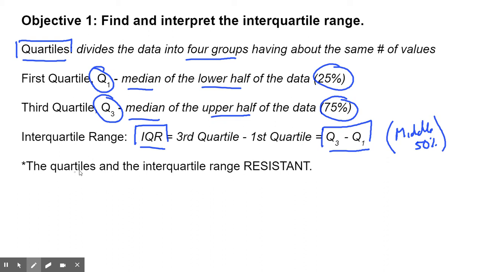And again, notice that the quartiles and the interquartile range are resistant. They go along with the median. The median is resistant because it's the middle value. Those outside values aren't really taken into account. Same thing with the interquartile range. The interquartile range is more close to the middle, so it doesn't rely on those outside values.